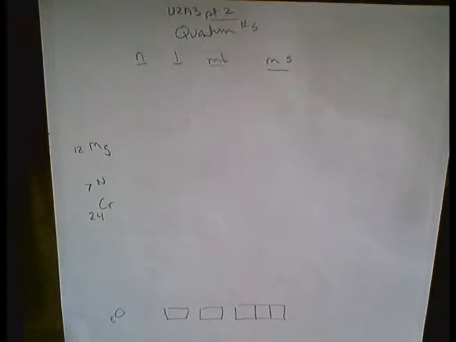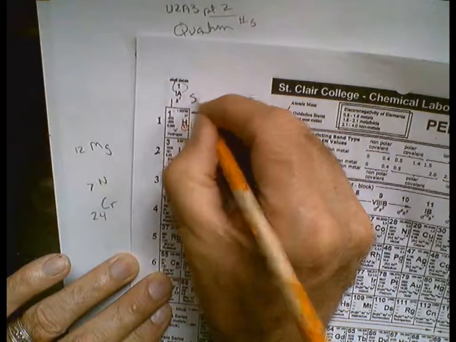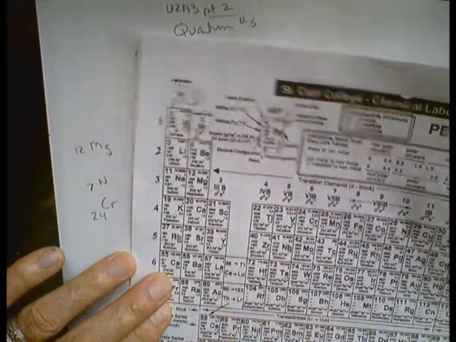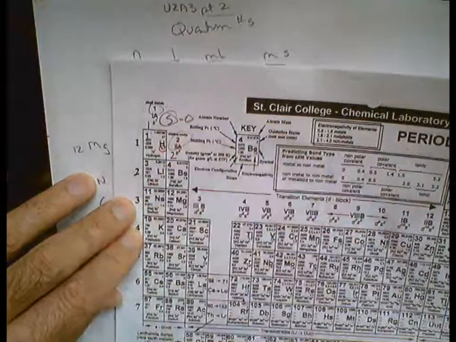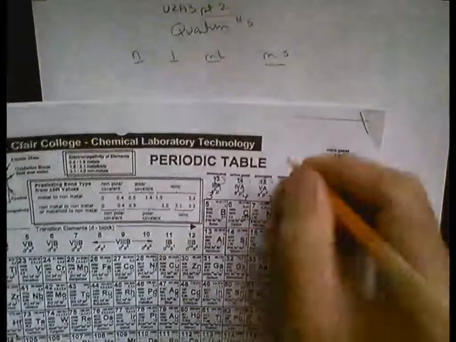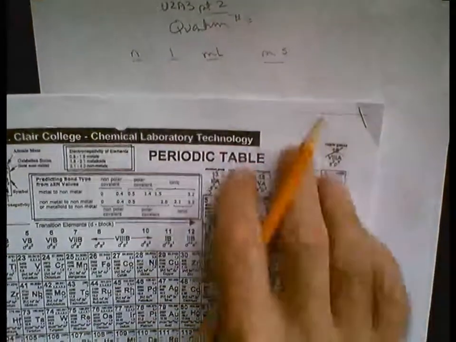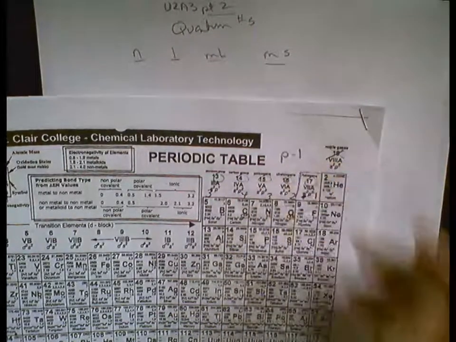Now, the first thing I need you to do is take your periodic table and split it up into 3 regions. These are your S's right in here. So these 2 columns all the way down are your S's, and your S magic number is 0. These elements over here are your P's. So these 6 columns all the way down are P's and their magic number is 1.